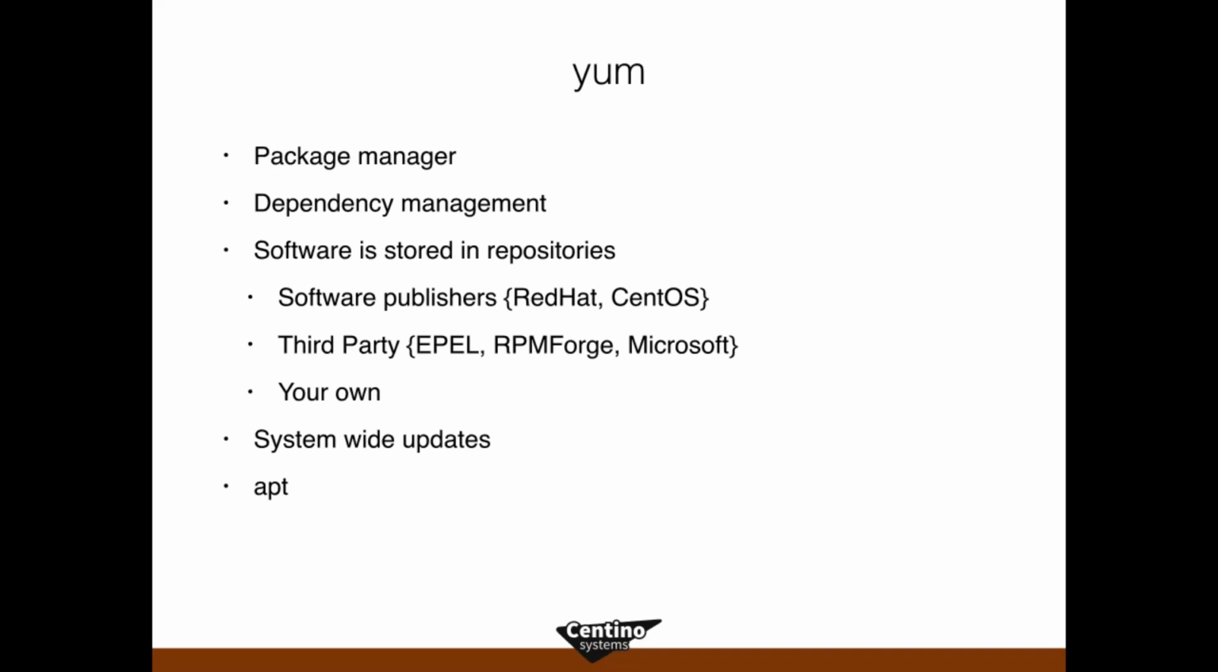So if I need to install Apache, which is a common web server on the Unix platform, that's going to come out of the base repository from my software publisher, most likely. Now, as you go along, you're probably going to need to add additional repositories to your system. Here are 3 common repositories that I wind up adding to my Linux systems: EPEL, RPM Forge, and of course Microsoft's now. EPEL is the Extra Packages for Enterprise Linux.